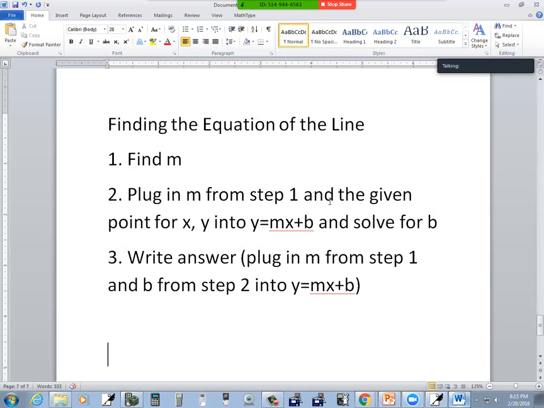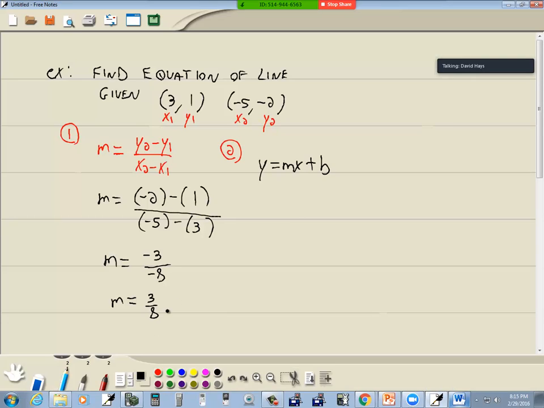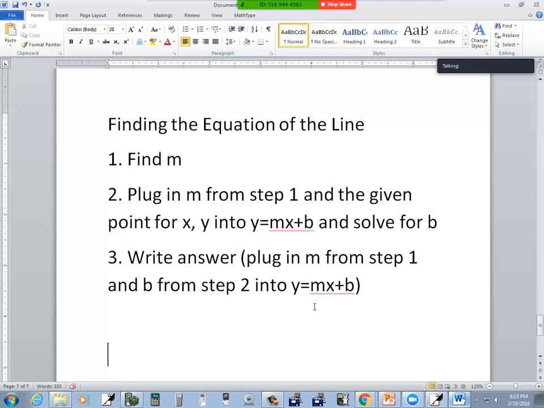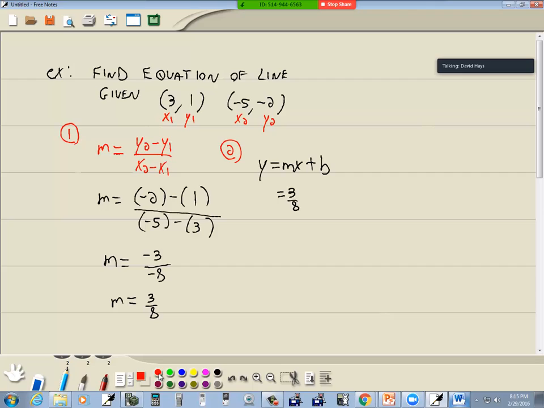Plug in m from step 1. We just said m was 3/8. And a given point for x and y. When they give us a point, they're giving us a specific instance of x and y. And it doesn't matter which one you pick, whichever one looks easier to you.